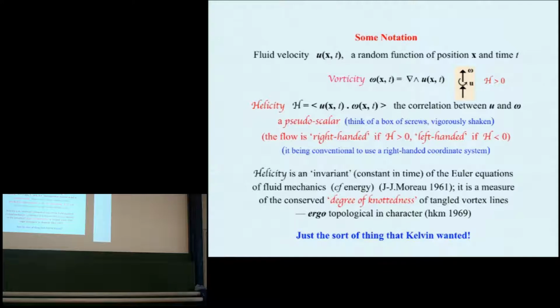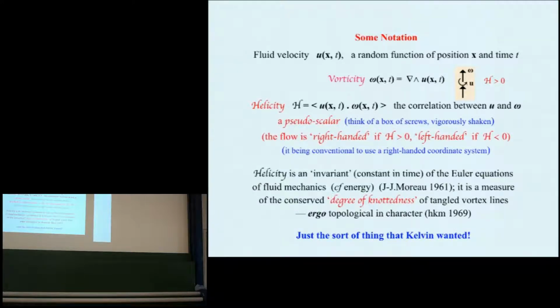I'm thinking in terms of turbulence here, but if it was, say, a single vortex or a knotted vortex of localized extent, then you take an integral rather than an average. The integral of the scalar product of u and omega with respect to volume element. So I've called it here the correlation. It's a pseudo-scalar quantity.